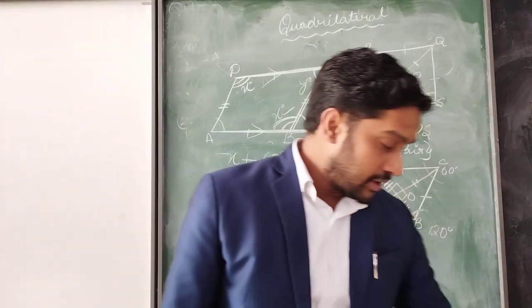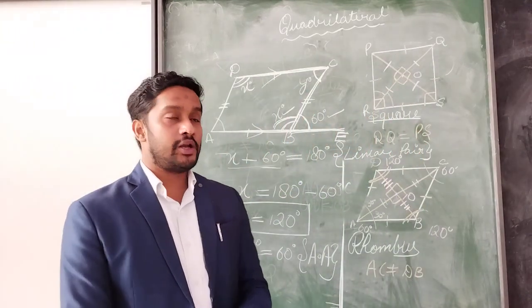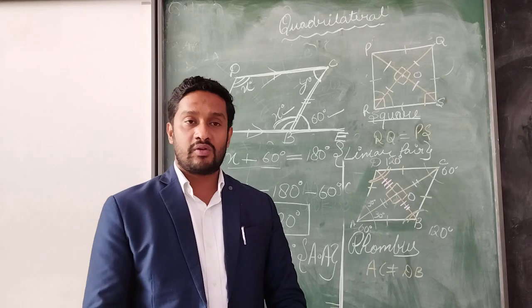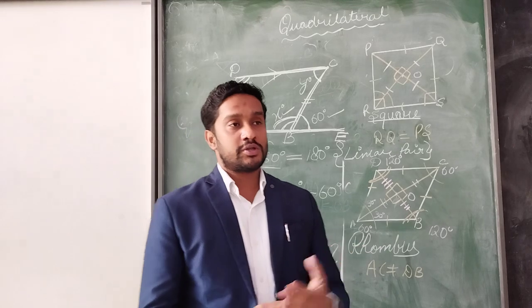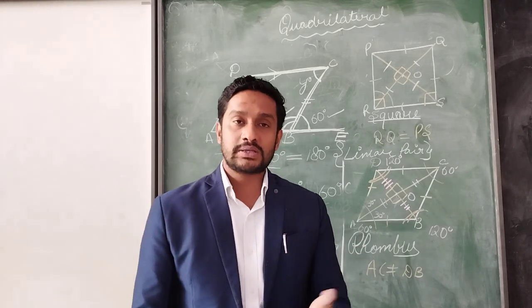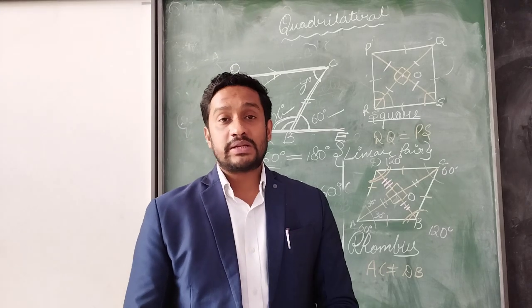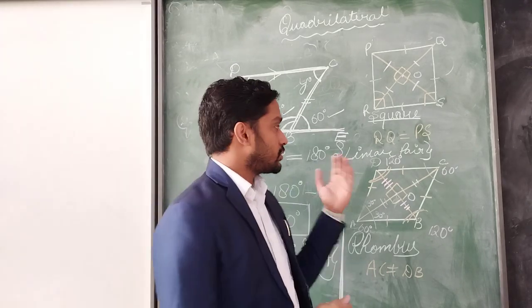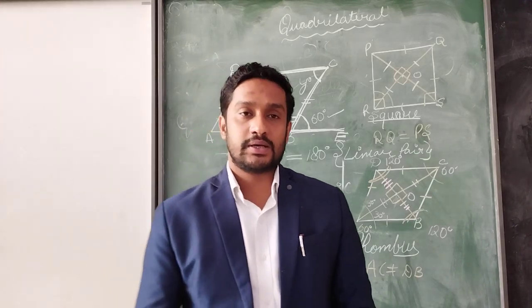You can do this chapter very easily on the basis of learning all the properties of quadrilaterals like parallelogram, rhombus, square and rectangle, and you can find the value of x and y. In some of the questions x and y are in the form of angles, and in some of the questions you have to find their size. So just learn all these properties and practice the questions from the exercise. Thank you.